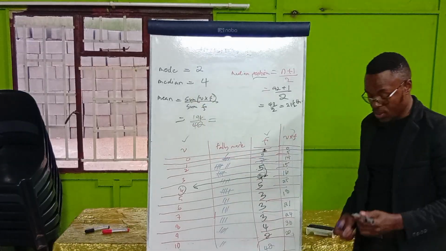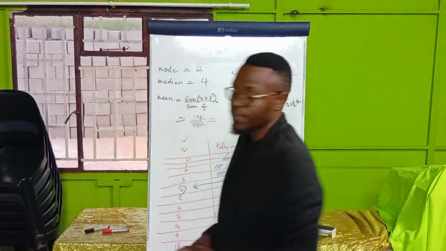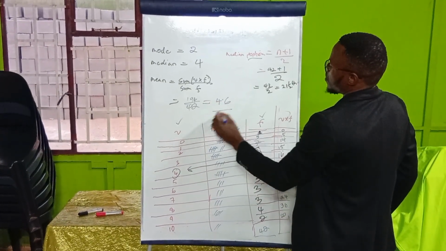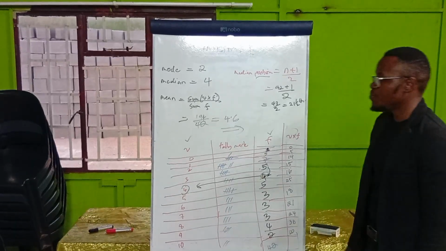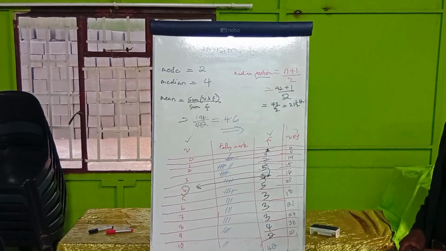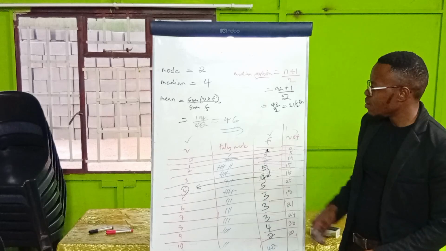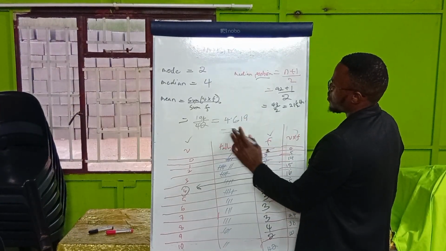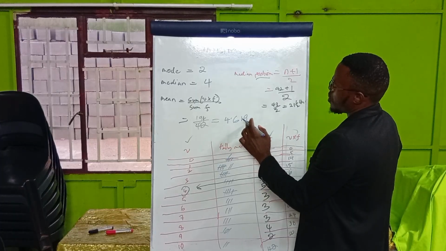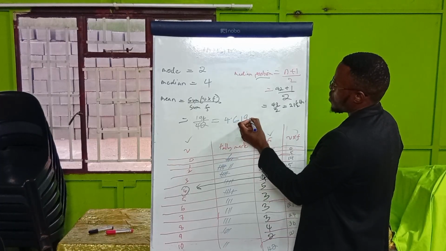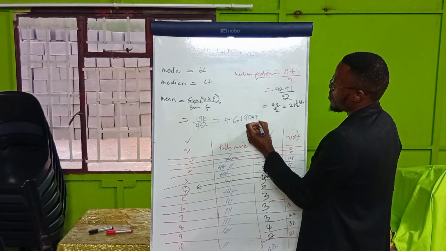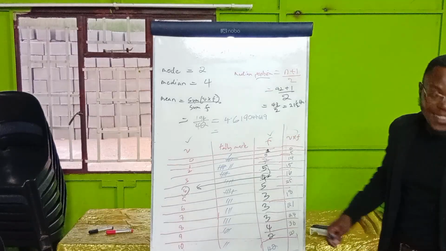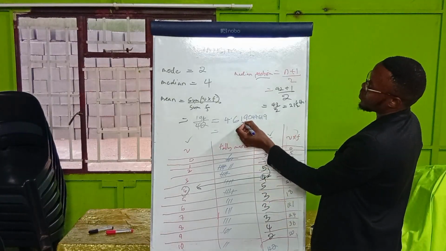Now our answer should be closer to 4. 4.6. Now ideally our answers should be correct to 3 significant figures. Was that answer exact? No, it was 4.619. Please give me the whole number. 4.619.